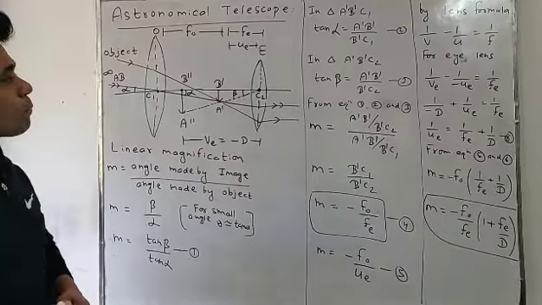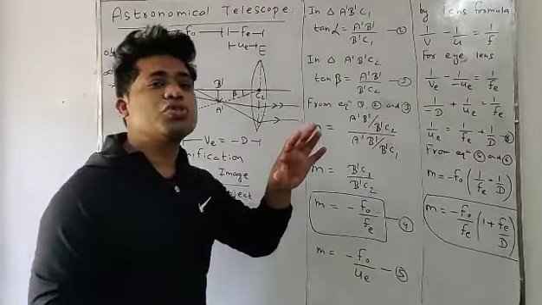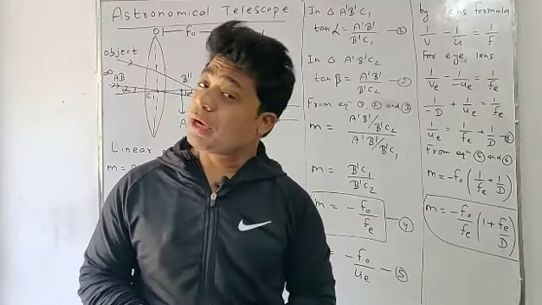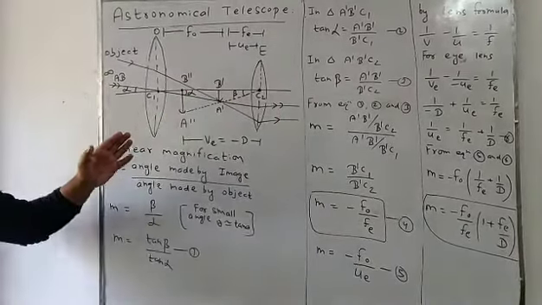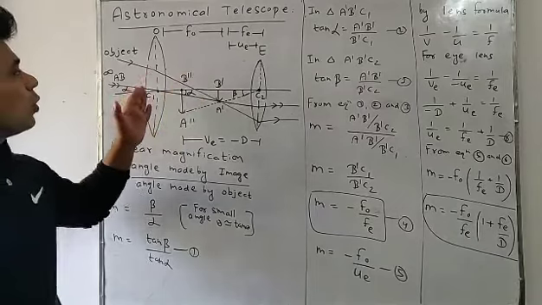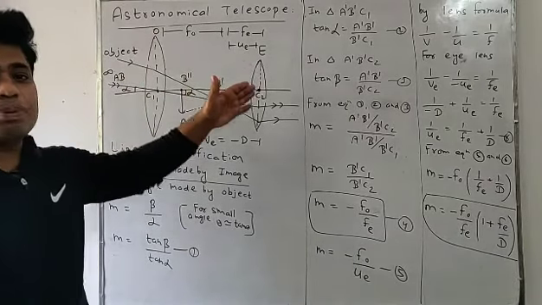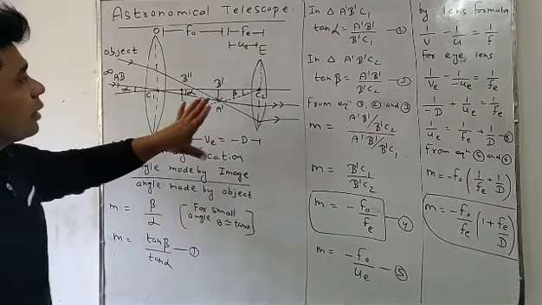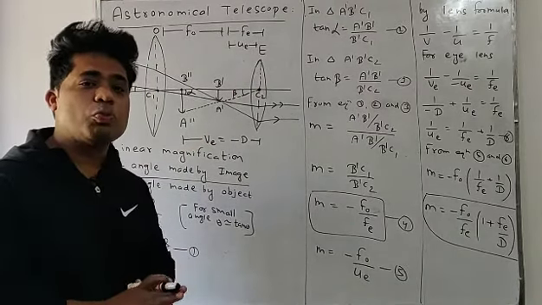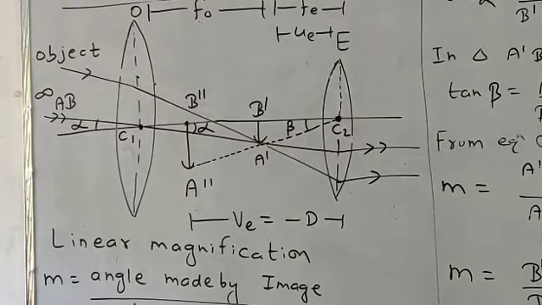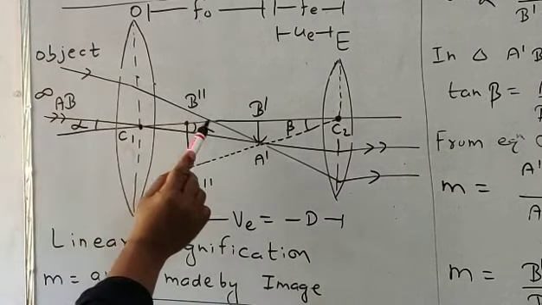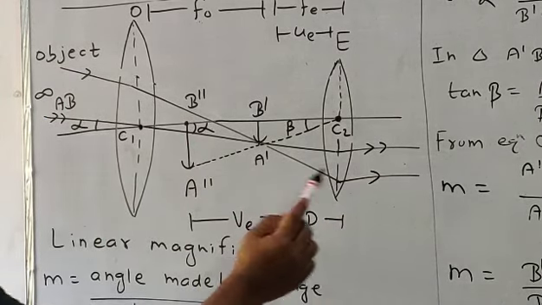An astronomical telescope is a device that is used to see heavenly objects like planets, stars and galaxies. You can see the diagram. It consists of two lenses, objective lens O and eyepiece lens E. Objective lens O with large focal length and eyepiece lens E with small focal length. The object is placed at infinity. From the distant object, a ray is incident, it gets refracted.